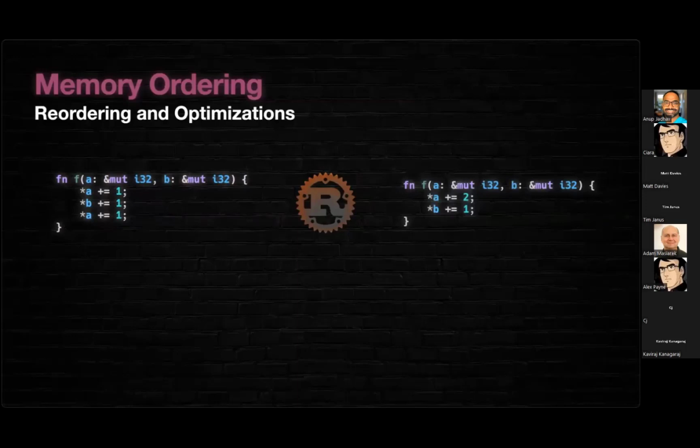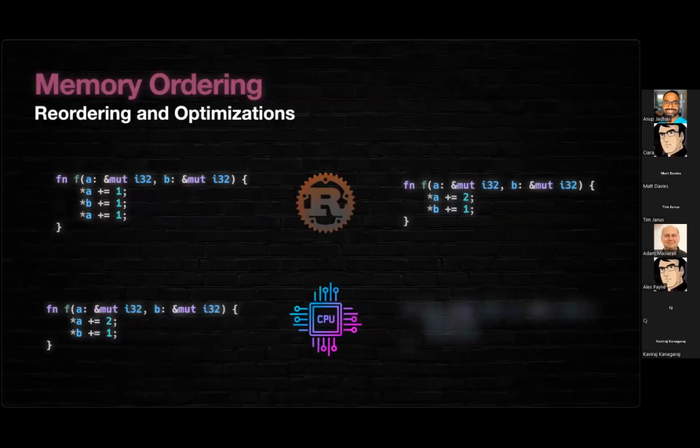So it might reorder the second and third operations and merge the first two into a single addition. Then, while executing this function that's optimized by the compiler, the processor might decide to execute the second addition before the first addition, because the value of B was available in an L1 cache, whereas the value of A had to be fetched from the main memory. In this case, the end result stays the same. The value in A is incremented by 2, and the value in B is incremented by 1.